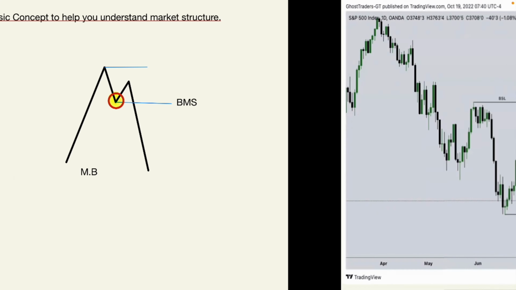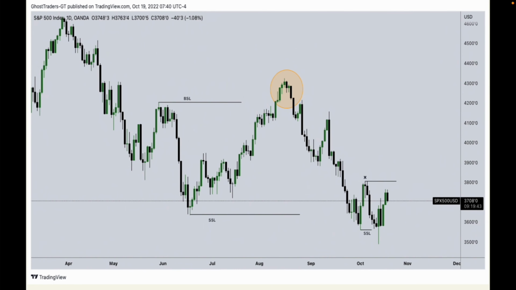So let's just push on. This is what we have here, this clean chart. You can see here we have this buy side liquidity, and then we have this sell side liquidity here. And you can see here we have this rally here.